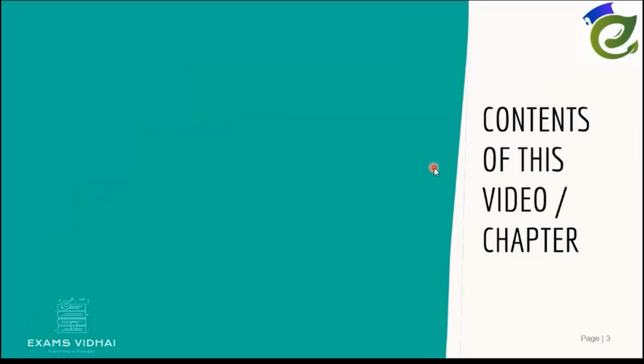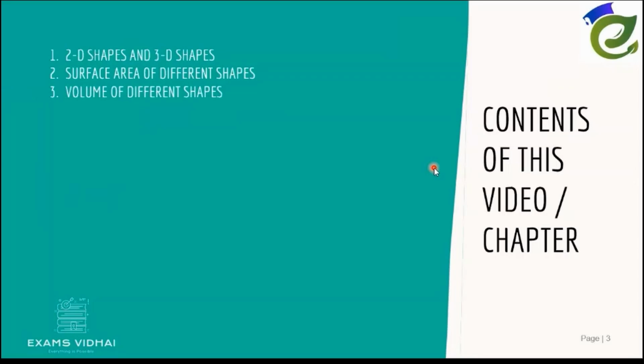So the contents of this chapter which you will be learning are what are 2D shapes and 3D shapes, the surface areas of different shapes, the volumes of different shapes, and how conversion of one shape to another works. And the last thing would be the frustum of a cone. In this, you will have problems, explanations, etc. So let's start.